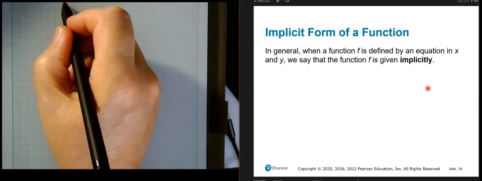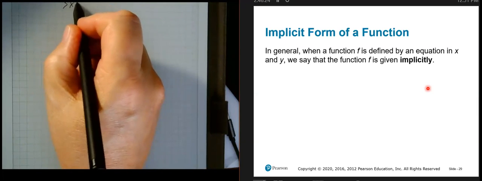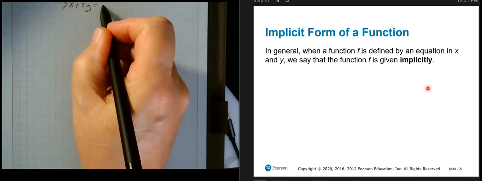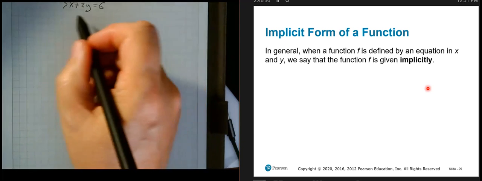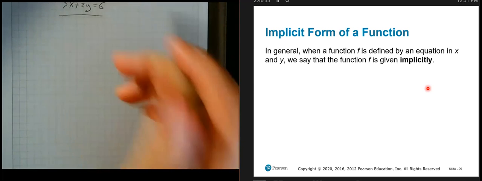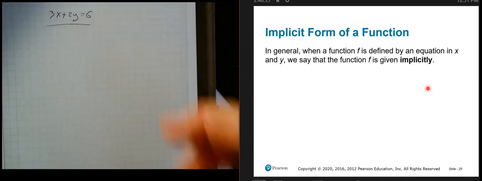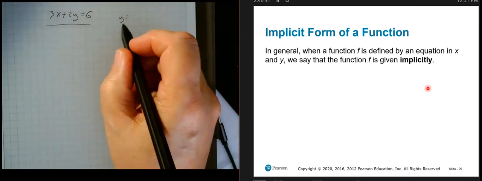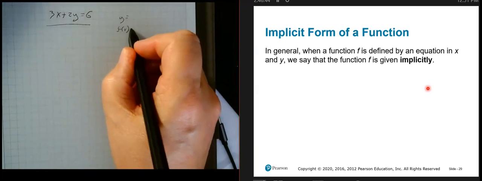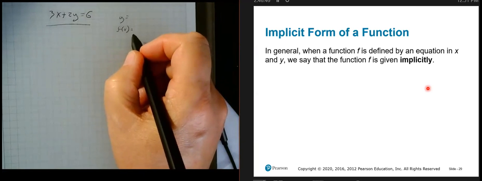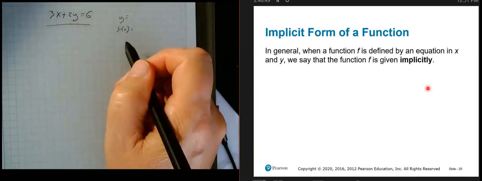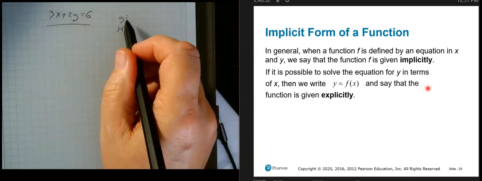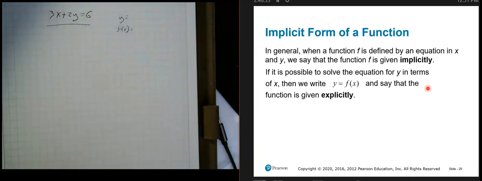Well, that's like if I have 3x plus 2y equals 6. That's a linear function, and it's described implicitly because I don't know what y equals, so I can't write it as f of x equals. This is an implicit form, where this is an explicit form. Okay. So we talk about the implicit form versus the explicit form.